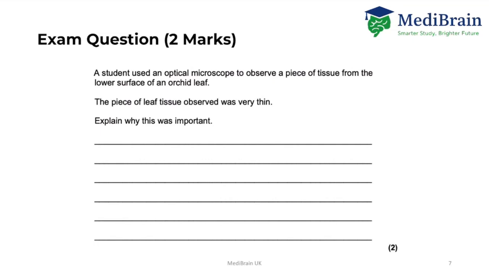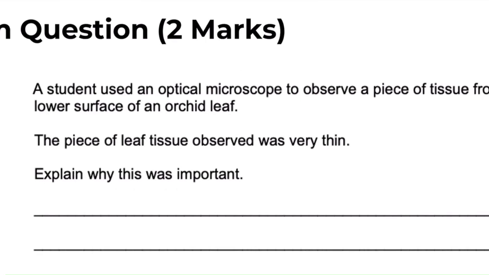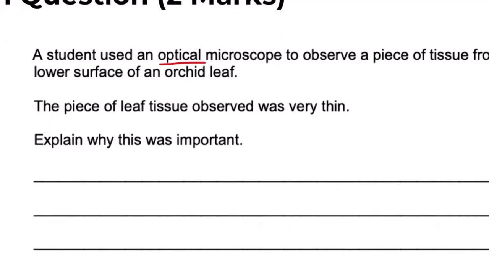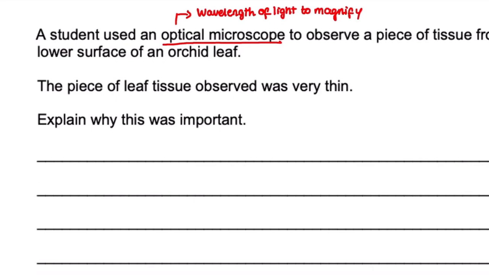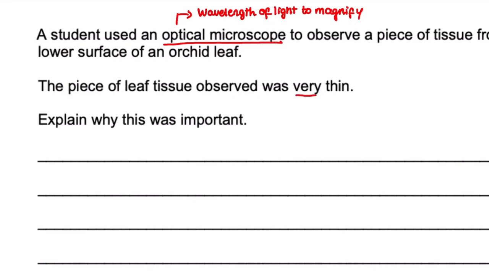Okay, so we need to explain. First of all, what we're doing is we're using an optical microscope. Straight away, if we're using an optical microscope, we know that this is using a wavelength of light to magnify. Okay, and we're given that the piece of leaf tissue observed was very thin.